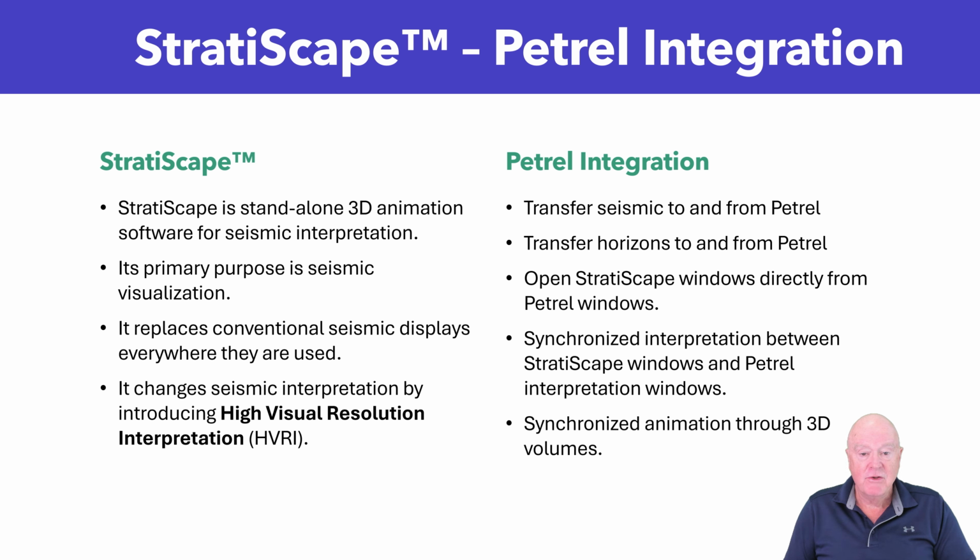StratiScape is a new way of looking at and interacting with seismic data. It does not change the seismic data in any way. It only presents it to the viewer in a more modern format, allowing them to instantly perceive a wealth of subsurface detail that was always present in the seismic data, but filtered out by conventional seismic displays.